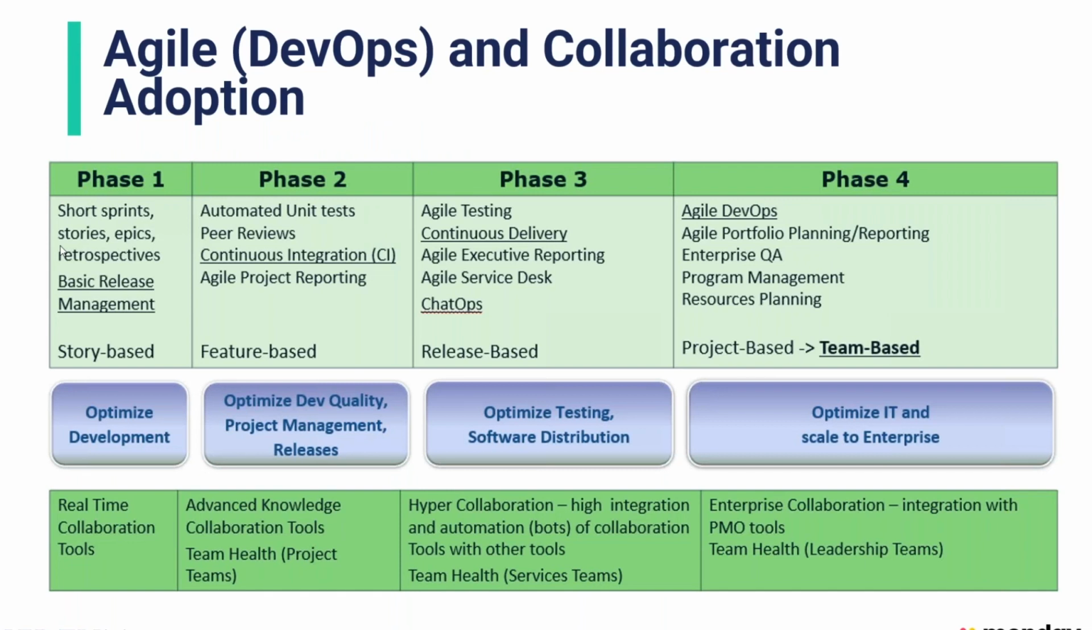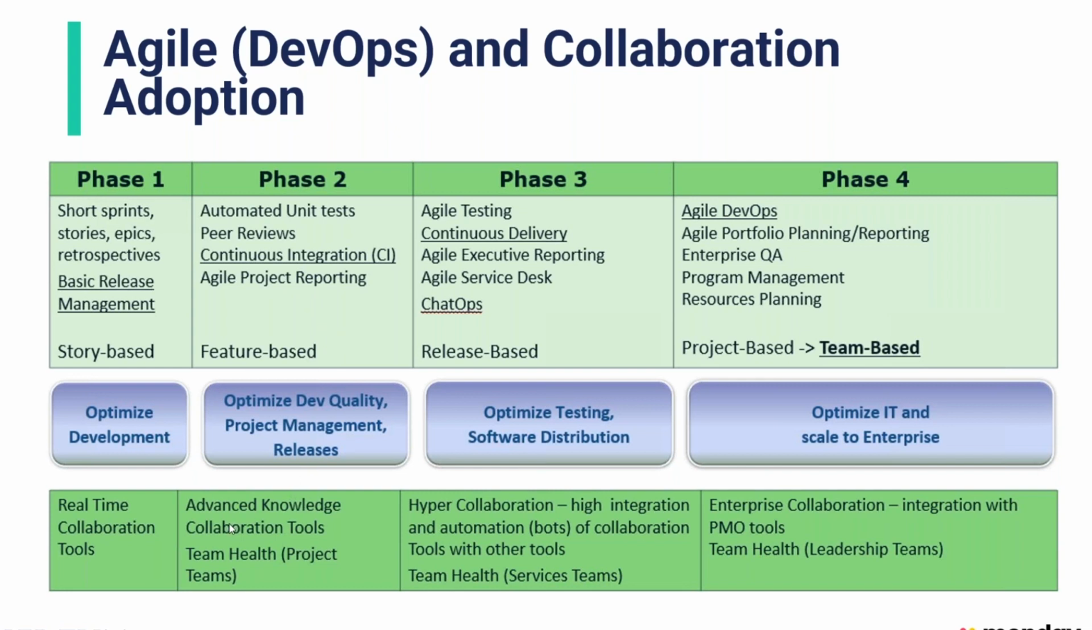So what are the different phases? Like I said early on, you might be really early on in adopting agile, or trying to make your teams more agile, or you may have done this for a while. So we see organizations in a number of different phases, and phase one could be, hey, we're just starting out, we're doing short sprints, starting to implement stories and epics, and starting to do our retrospectives, and we have a real basic release management, and maybe you're doing a story-based approach to this. Phase two, you start to move into more automation and doing testing, starting maybe with CI, starting to get more agile project reporting, and now you're starting to add feature-based benefits into this.